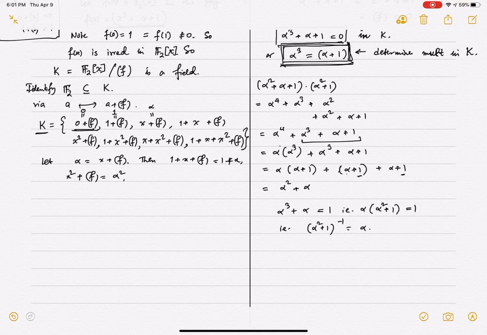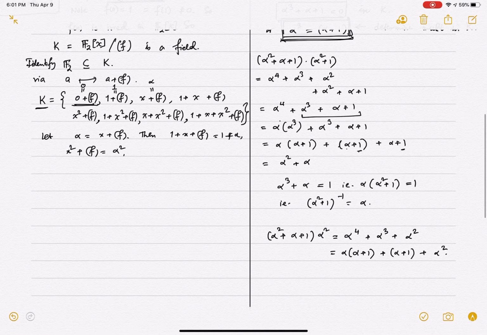And then, for example, let's do another multiplication. Alpha square plus alpha plus 1 times alpha square. I think alpha square is the inverse of alpha square plus alpha plus 1. This gives you alpha to the 4 plus alpha cube plus alpha square. But alpha to the 4 again is alpha times alpha cube, which is alpha plus 1. And alpha cube is alpha plus 1 plus alpha square. So I just want to illustrate how this degree dropping works.